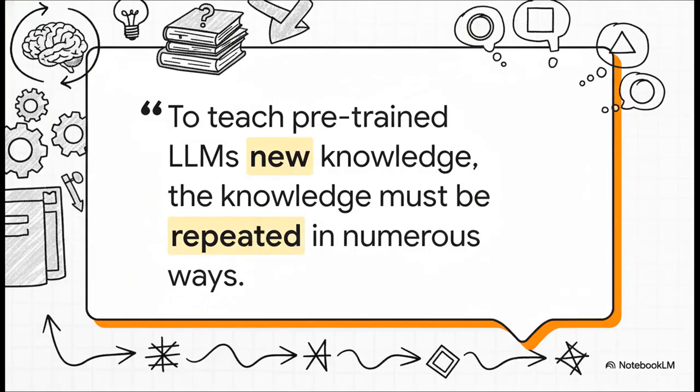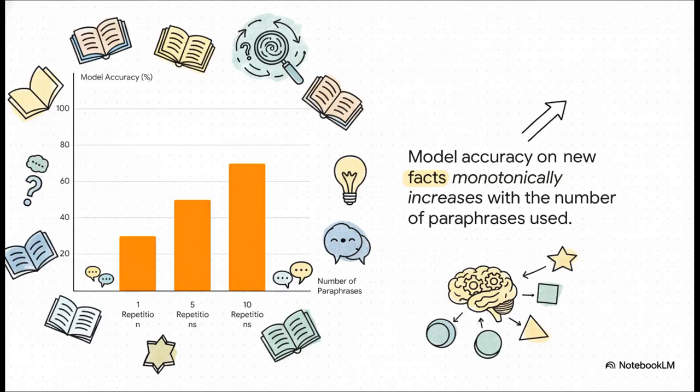The key idea from the researchers was this: if you really want an LLM to learn something brand new through fine-tuning, you can't just show it the fact one time. You have to repeat it, you have to rephrase it, and you have to show it that same piece of information in a bunch of different ways. You know, kind of like how we humans learn. And they didn't just guess this, they proved it.